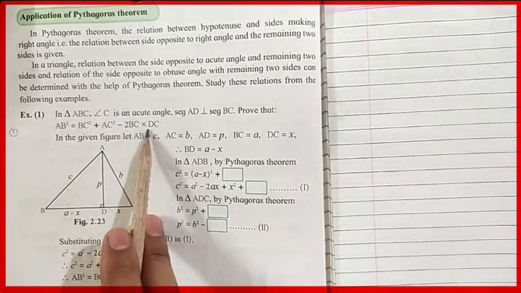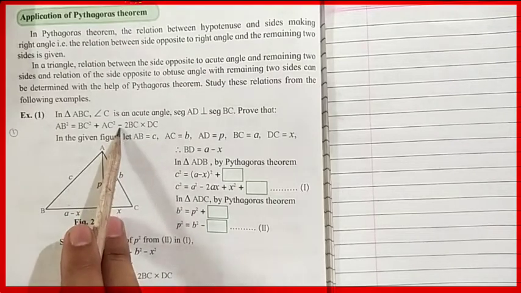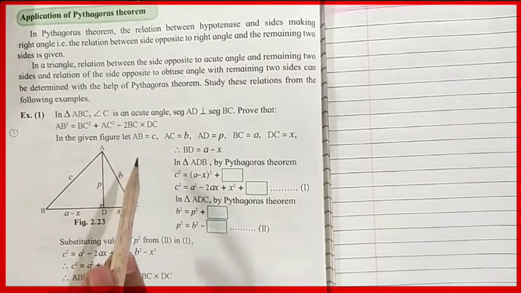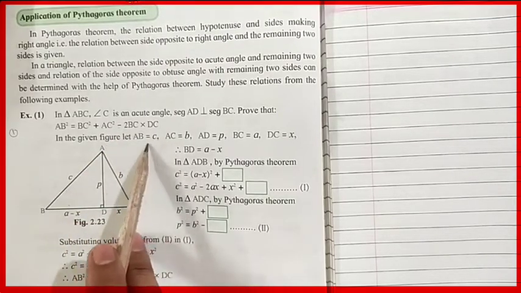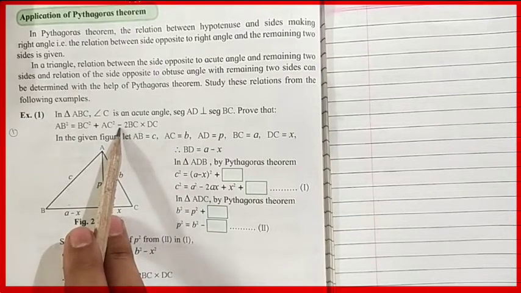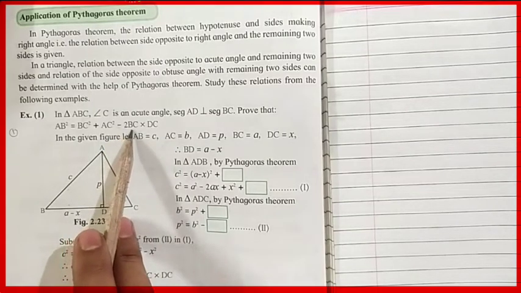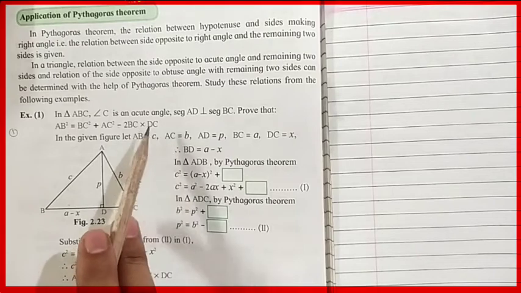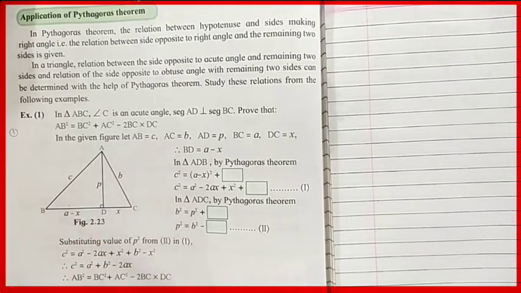It is for an acute angle that we will have minus here. If you take an obtuse angle, that means one of the angles of the triangle is more than 90 degrees, then this sign will change and it will come plus 2BC into DC here. So let's understand this theorem.